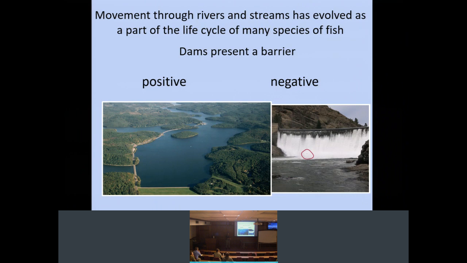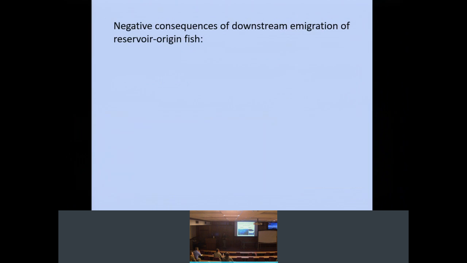So, what am I doing? Let's try this again. Okay, so why don't they want the fish moving downstream past the dam? So what are the negative consequences?